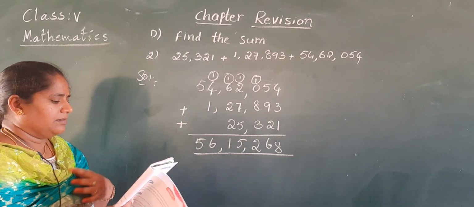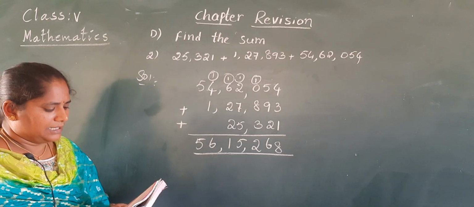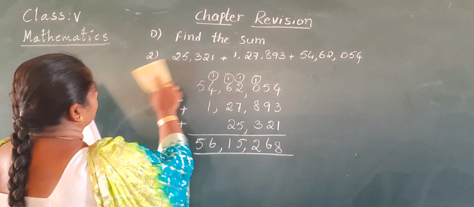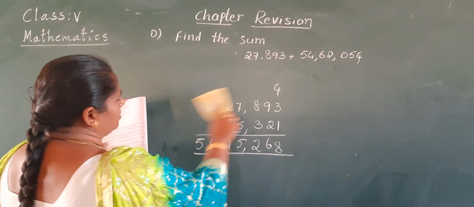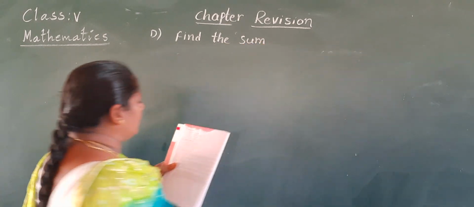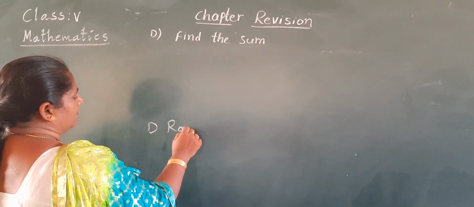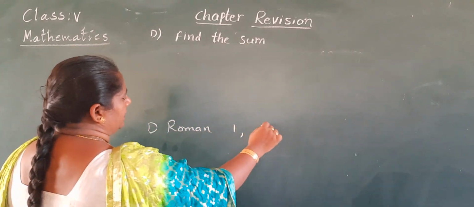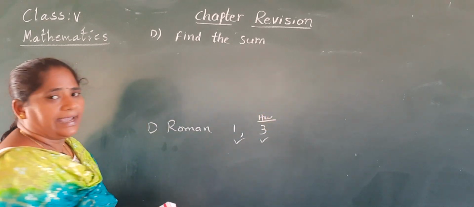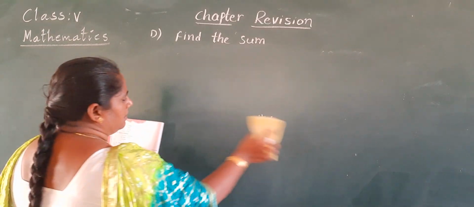Next. Third problem. Third problem you do as homework. So come on children, all of you put the tick mark for the first problem and third problem in D Roman, 1 and 3. Put the tick mark. This is for homework. 1, 3, put the tick mark as homework.